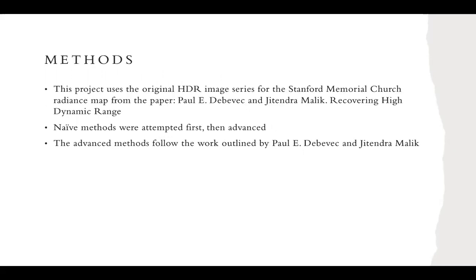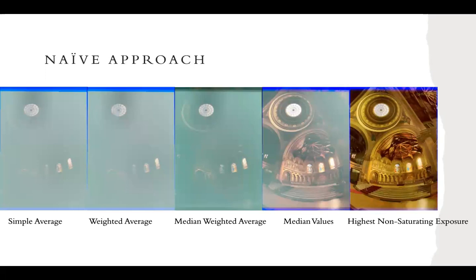And the methods we use to do this, using the original HDR image series for the Stanford Memorial Church radiance map from the paper by Debevec and Malik on recovering high dynamic range. The naive methods were attempted first, then the advanced, and the advanced methods follow the work outlined by Debevec and Malik, and I actually used some of their code as suggested in the write-up. So the naive approach, first, I'll just give a really brief technical overview of what we did here.